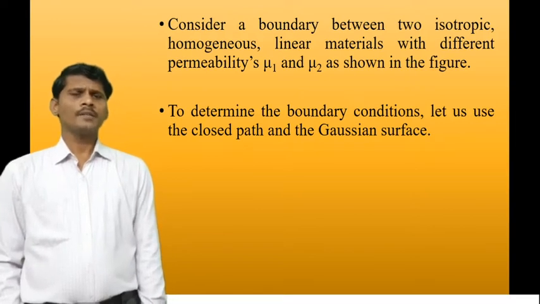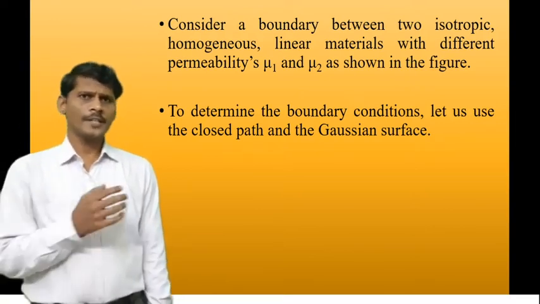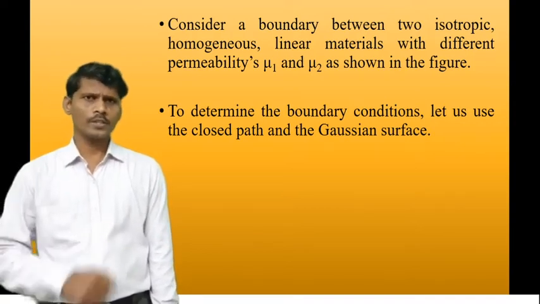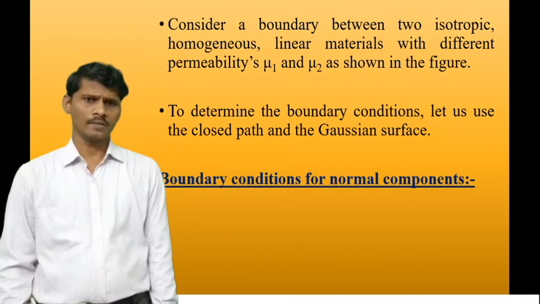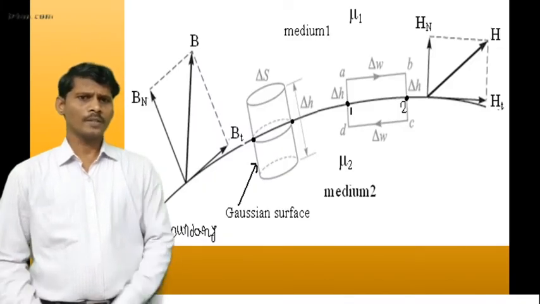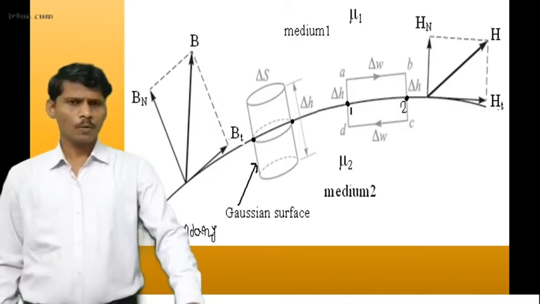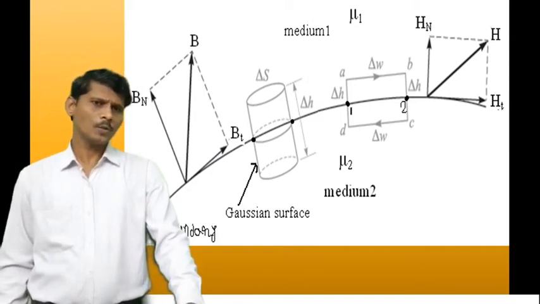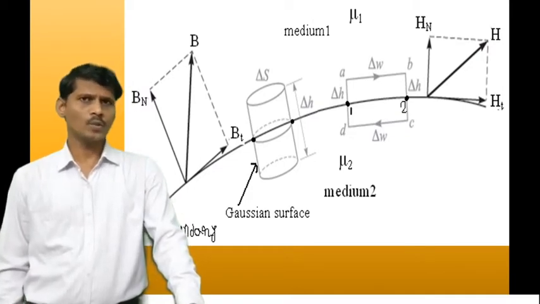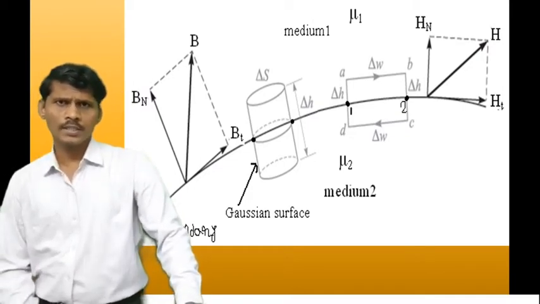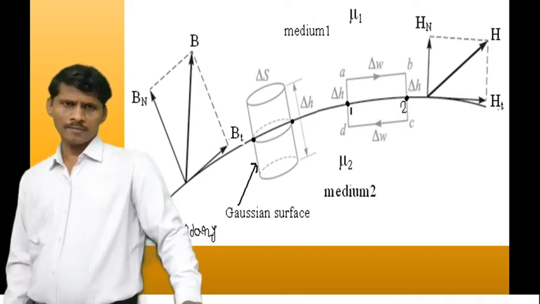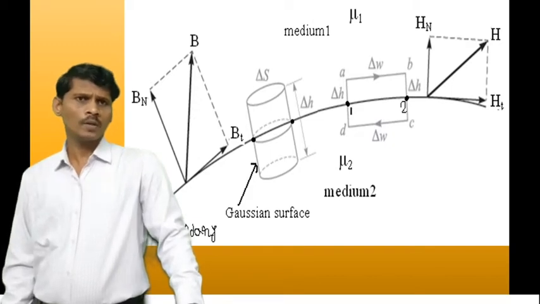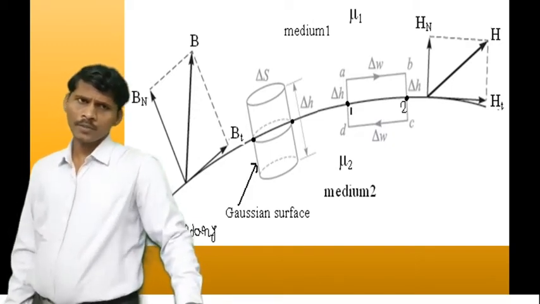To determine the boundary conditions, let us use the closed path and closed Gaussian surface shown in the figure. In this figure, this is the boundary line. This boundary line separates two mediums, two isotropic, homogeneous regions. In medium 1 the permeability is mu1, and in medium 2 the permeability is mu2.